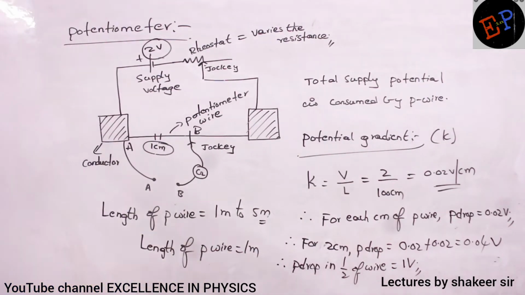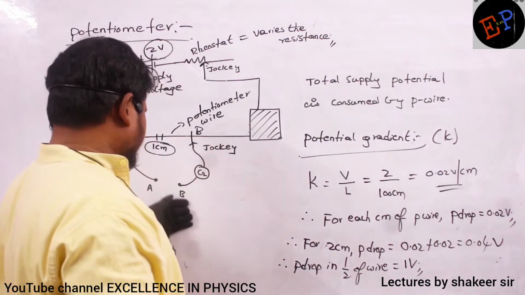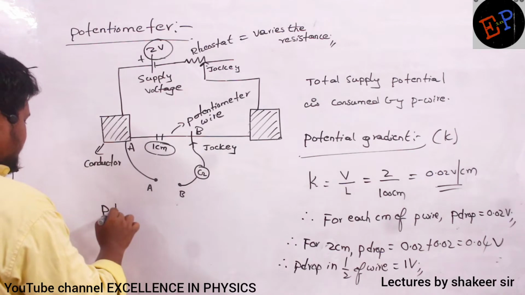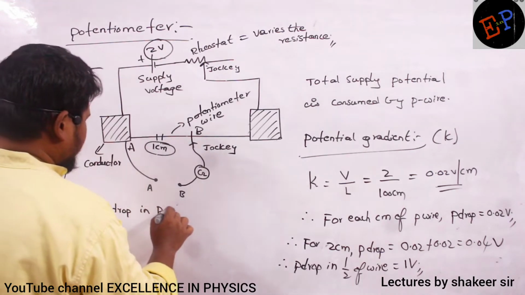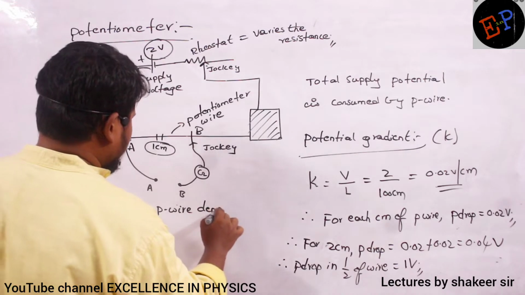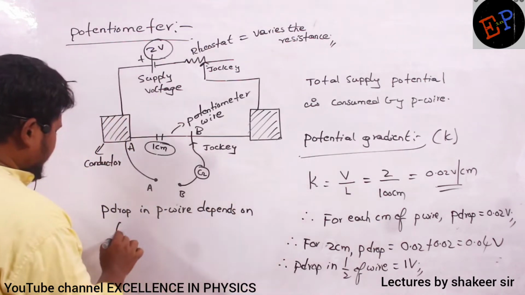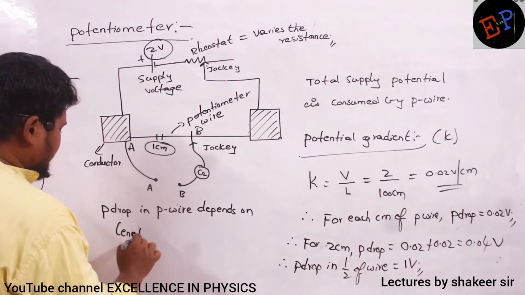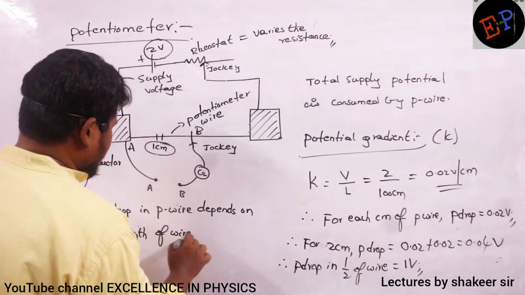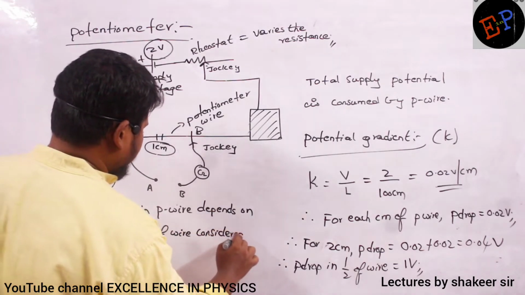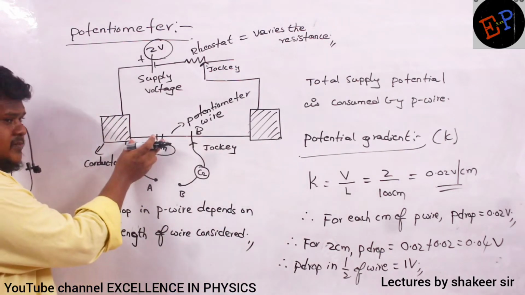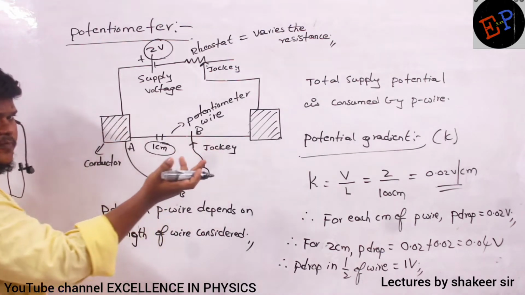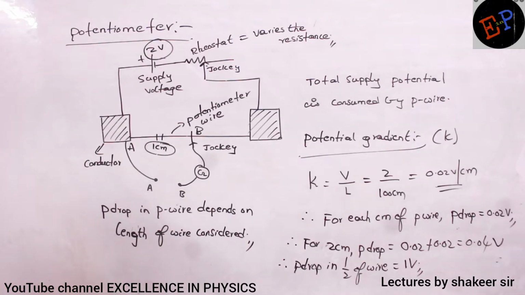So therefore what we understand is that the potential drop in the potentiometer wire depends on the length of the wire considered. If I take only a very small part of the wire, then the potential drop will be lesser. If I take a bigger length of the wire, the potential drop will be greater. Are you able to understand?